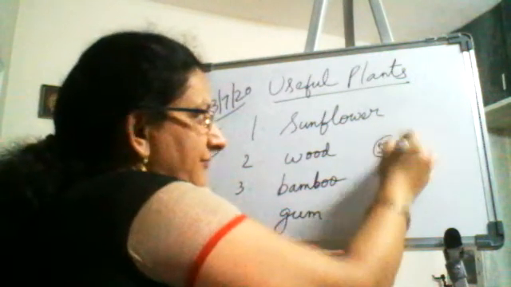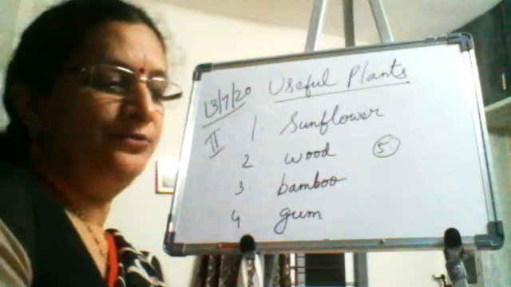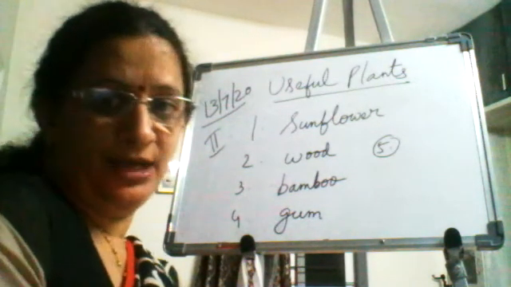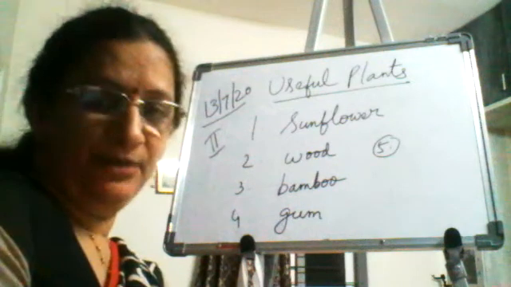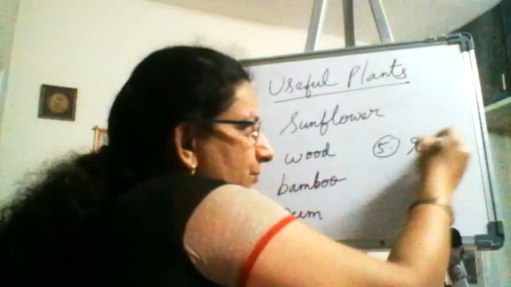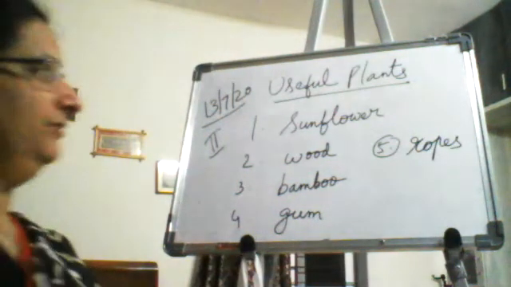Question number 5. The jute plant is used for making dash. What do we get from the jute plant? We get fibers, and the fibers are used to make the ropes. R-O-P-E-S. That is your fifth answer.